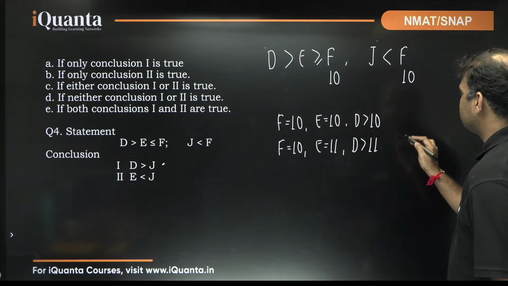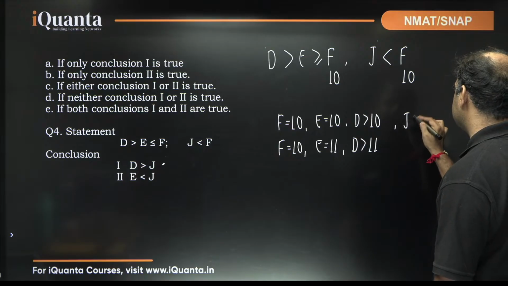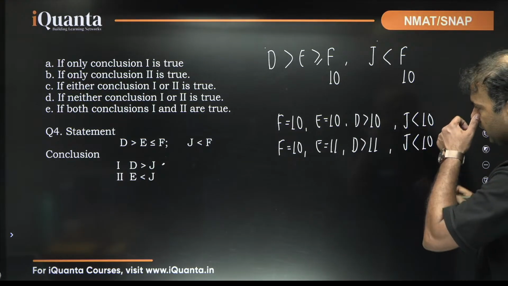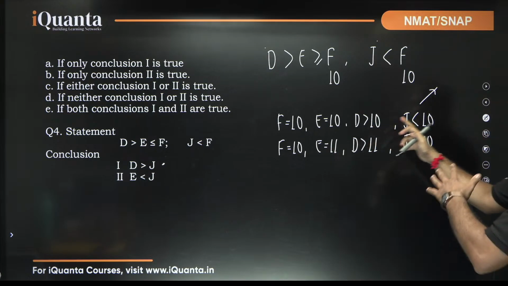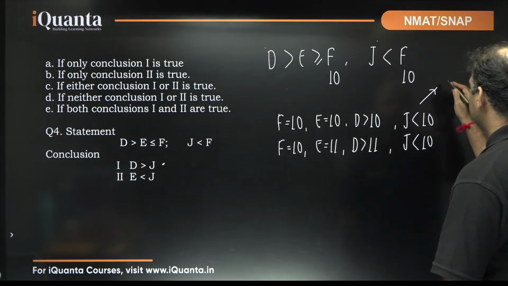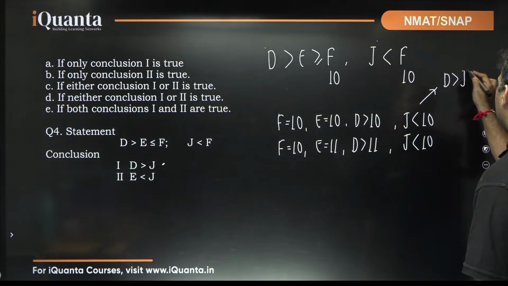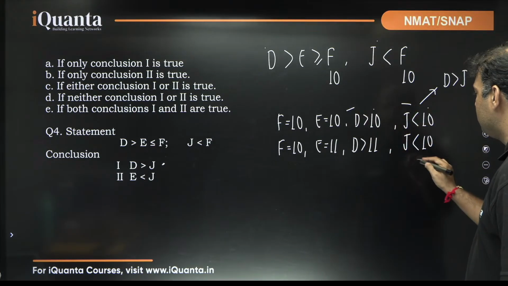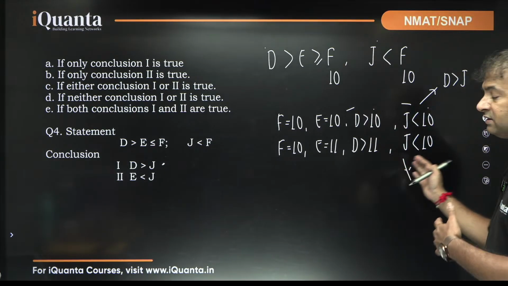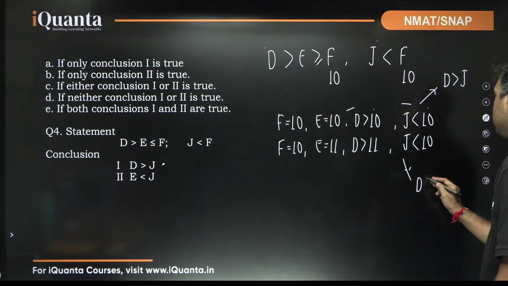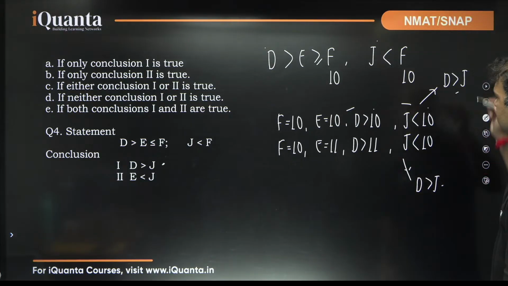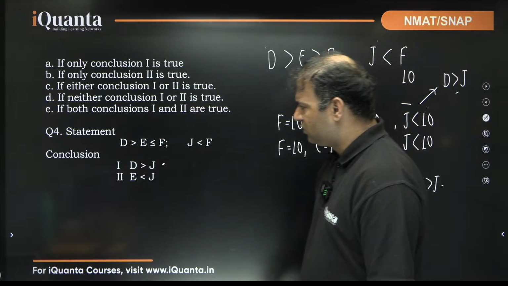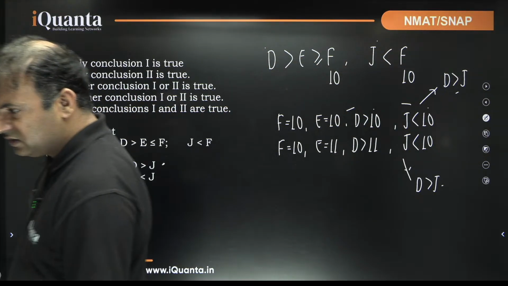Now J is less than F, which is 10, so J is definitely less than 10, right? So I think that is pretty easy to connect the relation now. In the first case, you can easily see D is greater than 10, J is less than 10. So D has to be greater than J, very obvious. This is greater than 10, this is less than 10, so this has to be greater than this, right? Same here, this is greater than 11 and this is less than 10. So obviously D is greater than J. So guys, in all the cases we can say D is definitely greater than J. So this should be true, isn't it? This actually should be true.